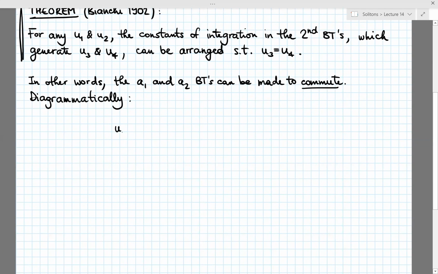We start with the seed solution U0, then we act with the Backlund transform with parameter A1 and get to the solution U1. Then we act with the Backlund transform with parameter A2 and we get to U3. Or we start from U0, we act with the Backlund transform with parameter A2 and get to solution U2. But then when we act again with the Backlund transform with parameter A1, we get back to the same solution U3.